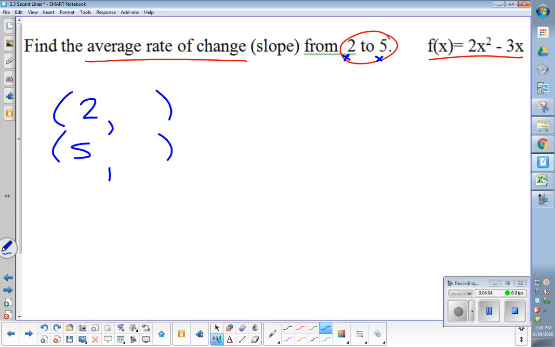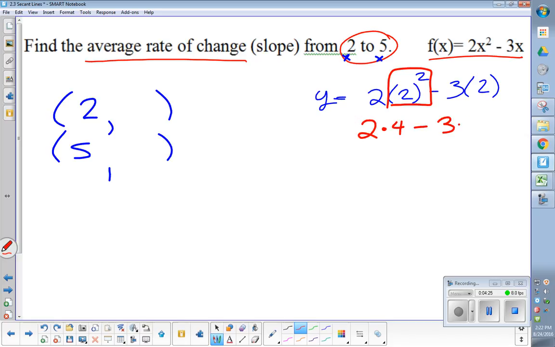I'm going to find my y's now. Plug in and do that. Find your values. Go ahead and find your slope. So when I plug that 2 in, I need to make sure I'm doing order of operations. Evan, what am I going to do first when I plug in that 2? The exponent first. He's going to do 2 squared first. So he's going to get 2 times 4 minus 3 times 2. 2 times 4 is 8, minus 6, 2. His y value for that first one is 2.